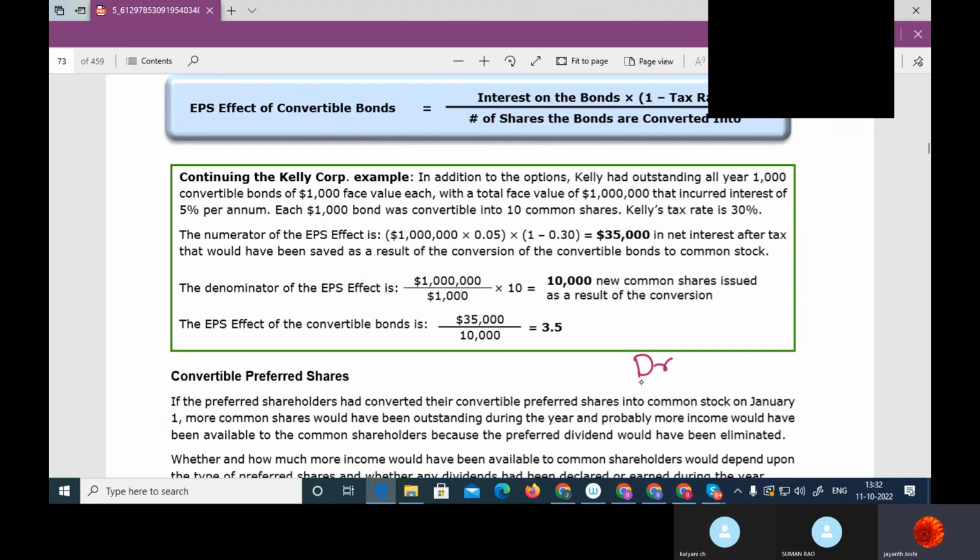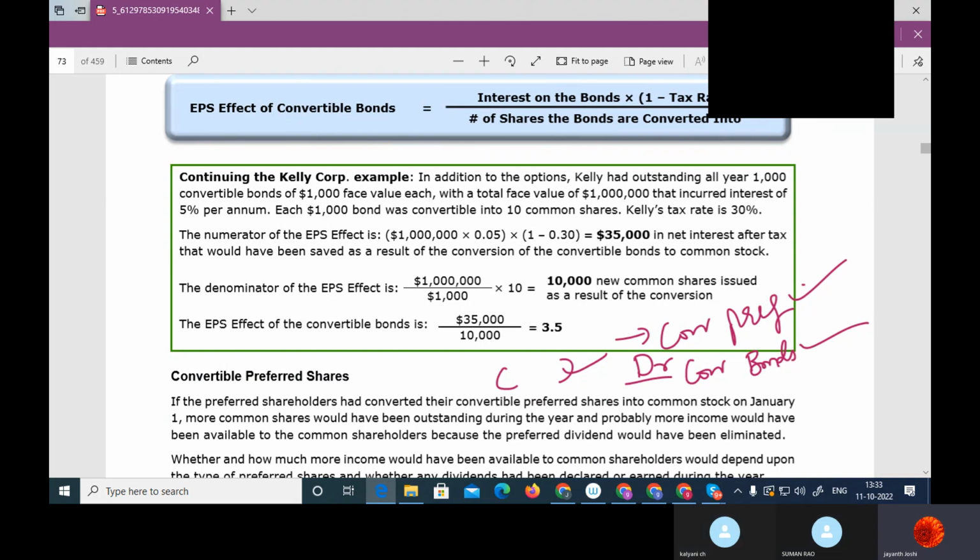The denominator effect is given, of course, correct? But the denominator effect is nothing but you are adding additional shares to the pre-existing shares you have, isn't it so? Because some stocks have, suppose it is a convertible preferred stock, that convertible preferred stock would be converted in the future into equity, correct? Convertible bonds would be converted in the future into equity. So since this would be converted into equity or common stock, both would increase the number of shares outstanding in the denominator, isn't it so?